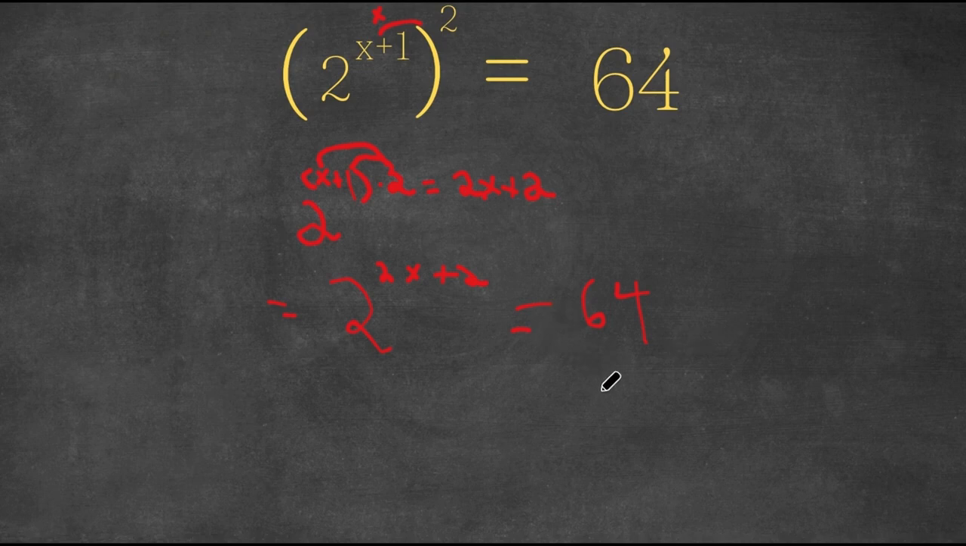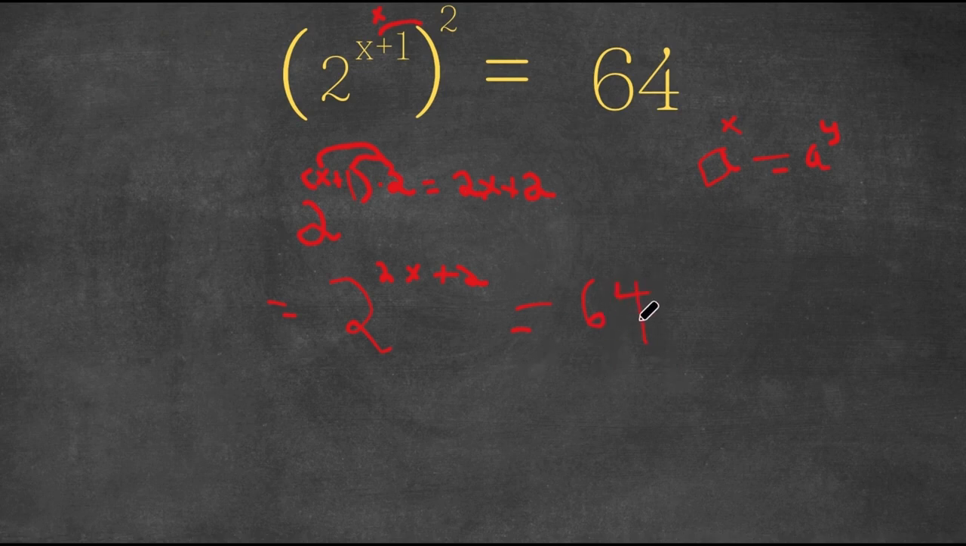So now what we want to do is change 64 so that it has a base of 2. Because remember, if we have two numbers, a^x and a^y, and their bases are the same, then their exponents must be the same too. If their exponents are different, then these are two different values, and that wouldn't work out. So if we make both of these bases the same, then we can simply make the exponents equal each other.